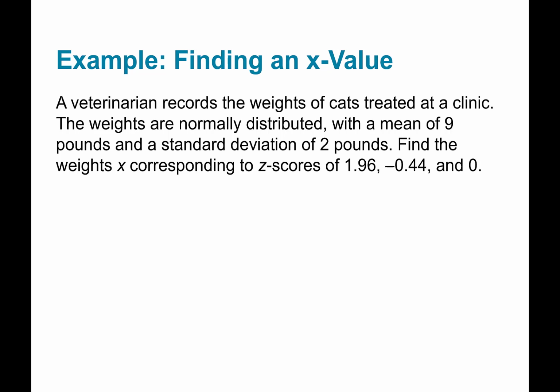So using our formula, we know that x is equal to z times sigma plus mu. Or if we're talking about sample data, x is equal to z times s plus x bar. So in this case, we have mu equal to 9, sigma equal to 2. So then, to find the weight of the cat x corresponding to a z-score of 1.96, we just use the formula x is equal to 1.96, so that's our z, times our standard deviation of 2, plus the mean of 9. And we do that and we get 12.92 pounds.